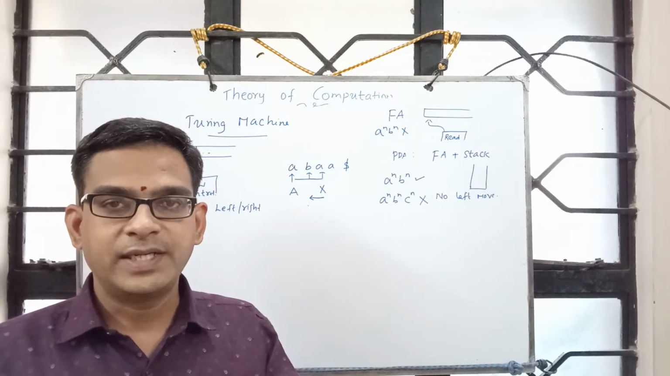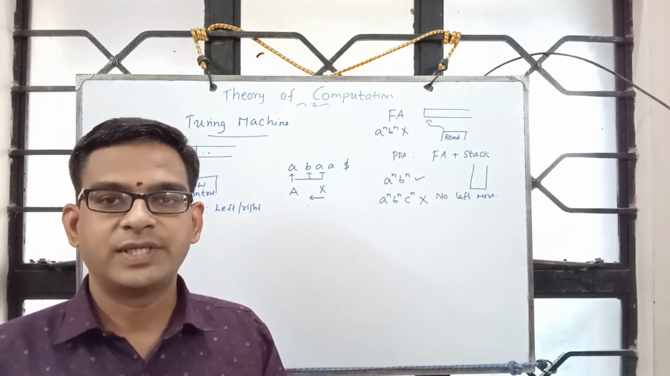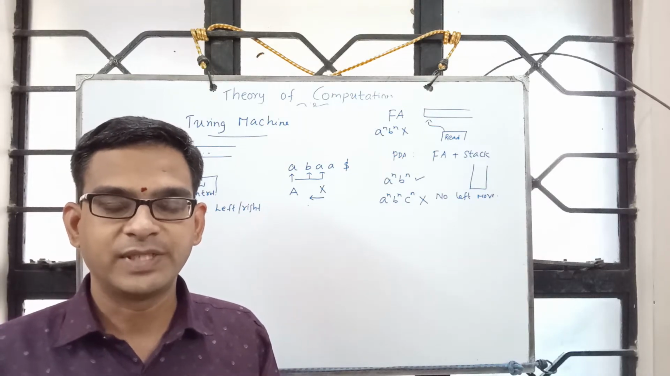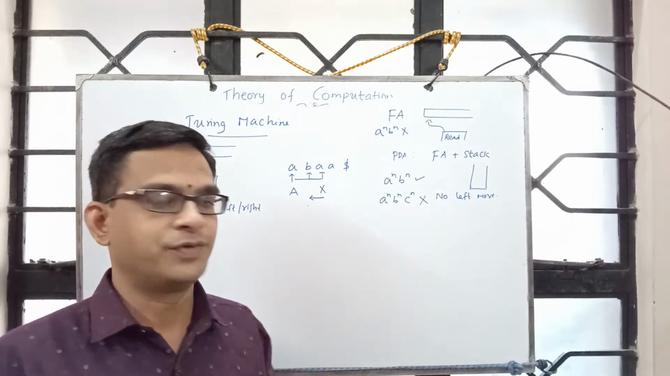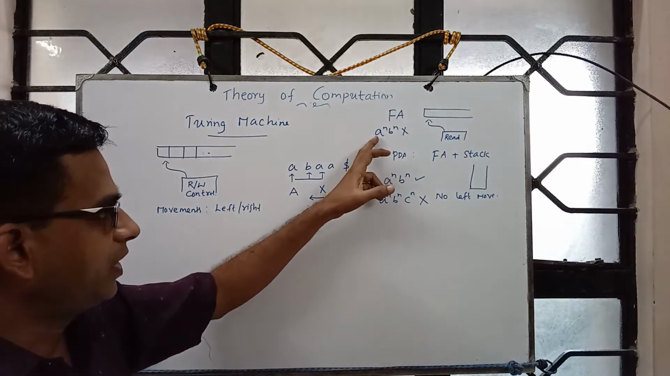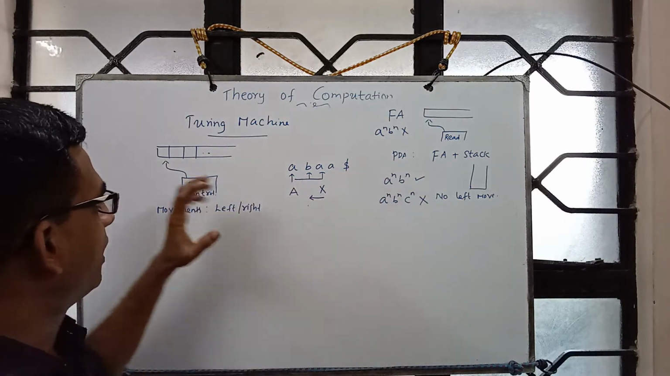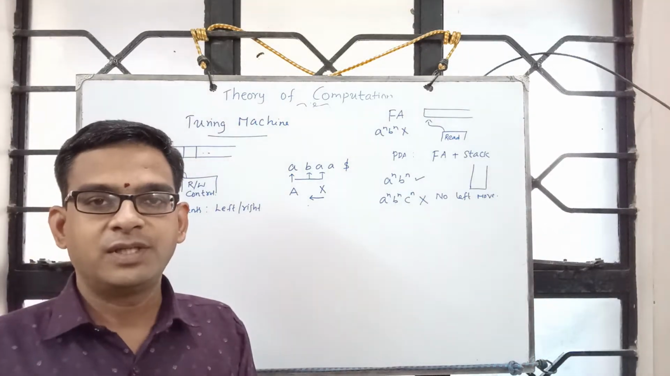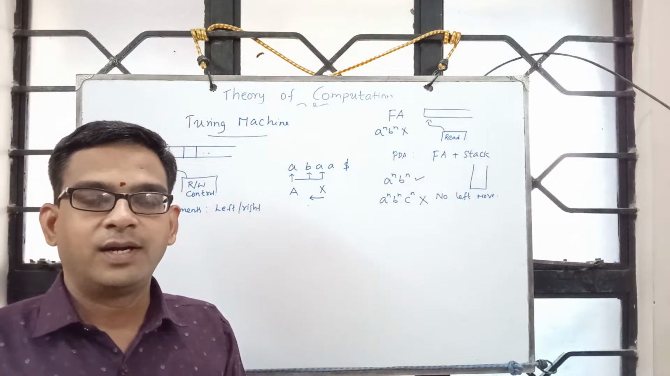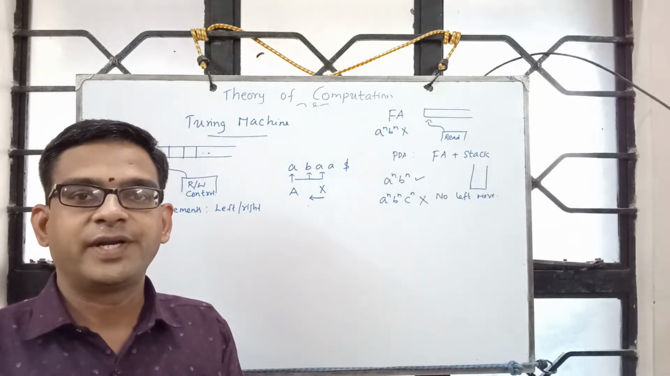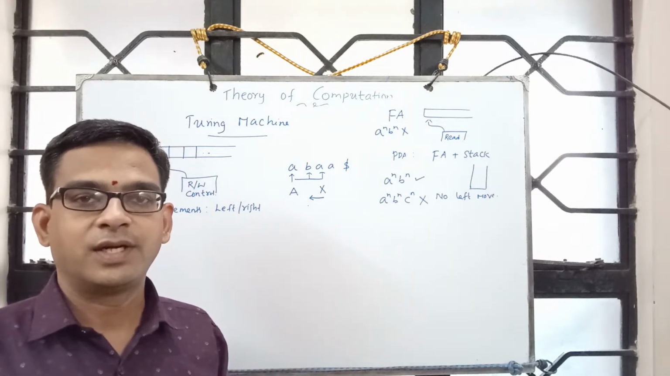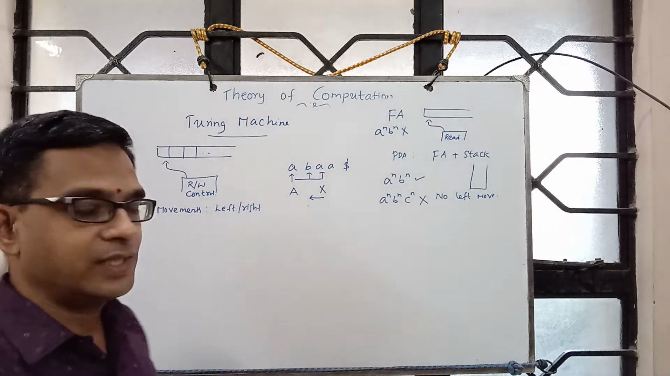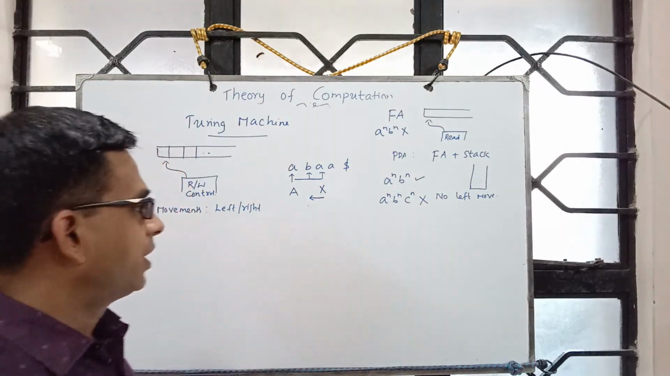And if you are interested in modeling modern day computers, or if you are interested in understanding the computing power of modern day computers, which model should I go for? Should I work with FA or should I work with PDA or should I work with Turing machine? Is Turing machine all powerful? And whatever you could do with modern day computers, you can do with Turing machine. So all such questions we shall explore.